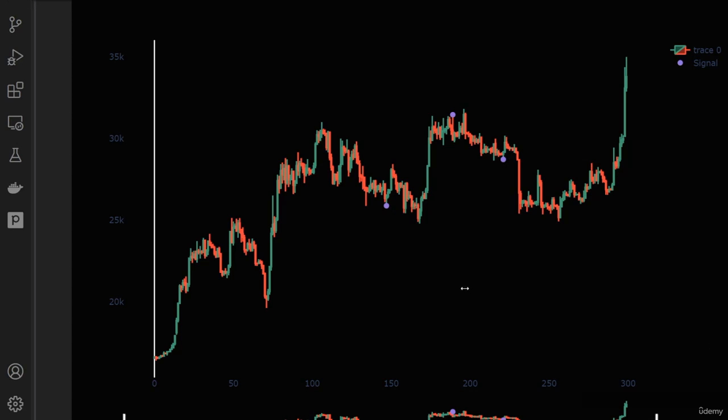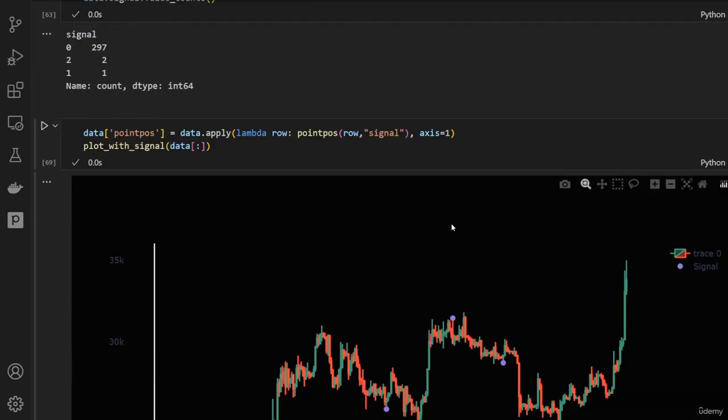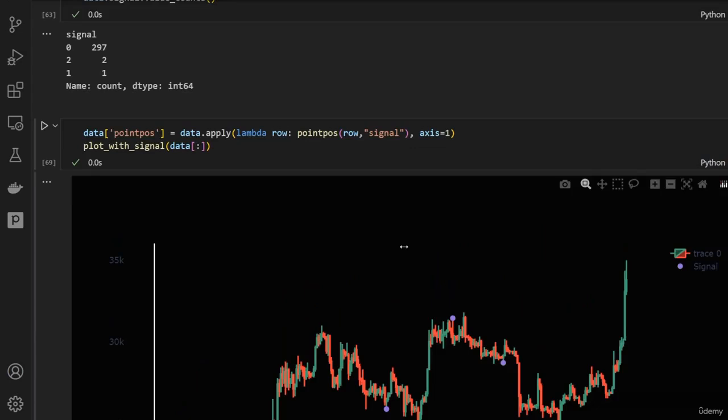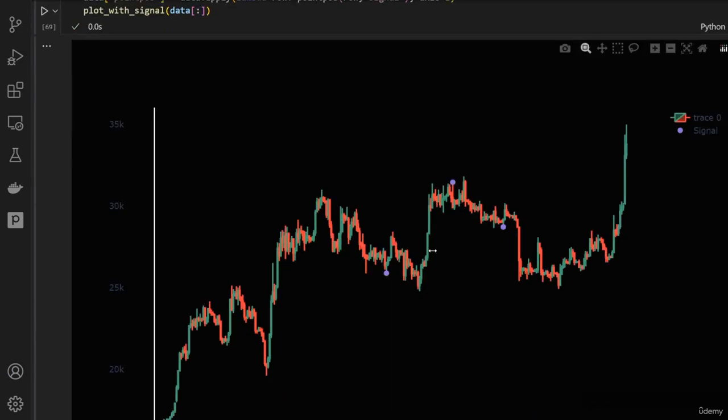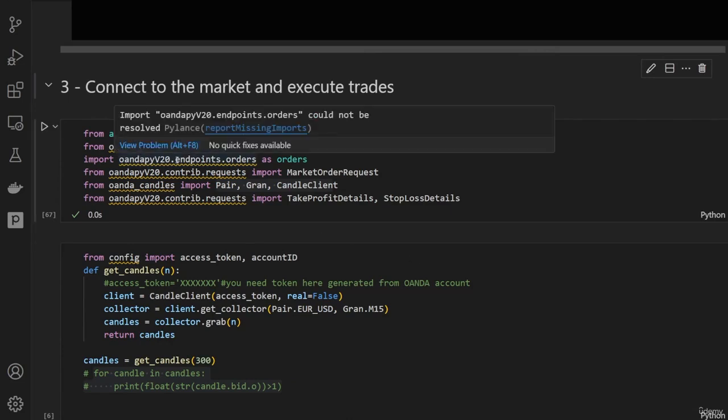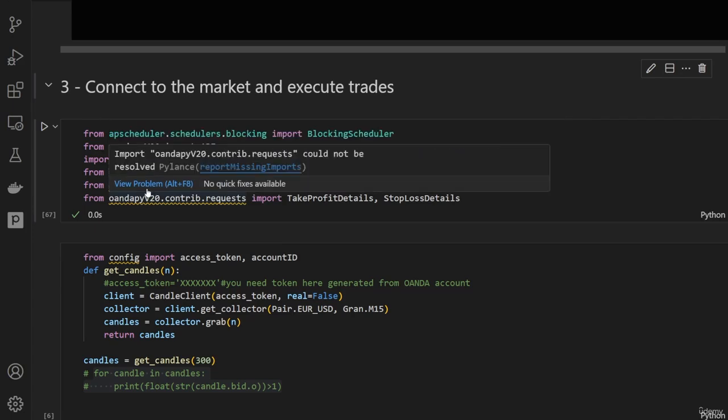So anyway, we just verified that things are working properly. The signals are at the correct place. They are not misplaced, and we're not having any weird signals either. So now we can move on to deploy this or to use this on live market data. And to do this, you need to have the Oanda API V20 package and the Oanda candles.